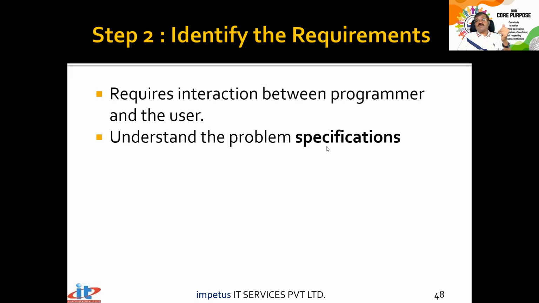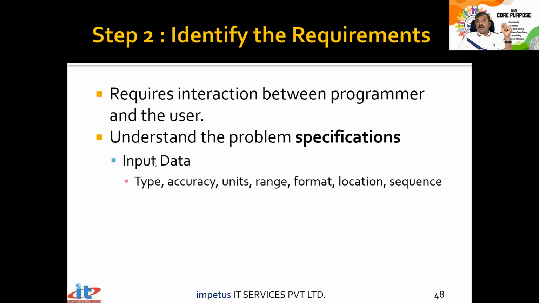Understand the problem specifications. Now there is where we come in the last question, जो था problem specification से input कैसा चाहिए, output कैसा चाहिए. They are all problem specifications. Understand what the specifications are, some guidelines that have to be met. What is the input data? When we talk about input data, don't just ask what the number is, integer चाहिए, real number चाहिए. उसका type कैसा होना चाहिए, उसकी accuracy कैसी होनी चाहिए, उसके units of measurement क्या हैं, उसका range क्या है, उसका format क्या है, उसकी location क्या है, उसका sequence क्या है, and so on.